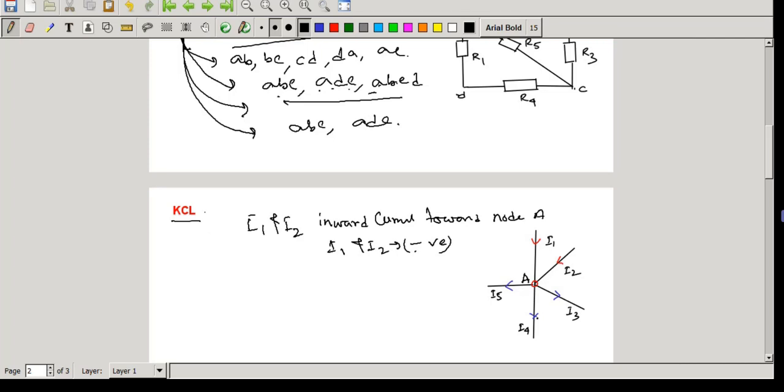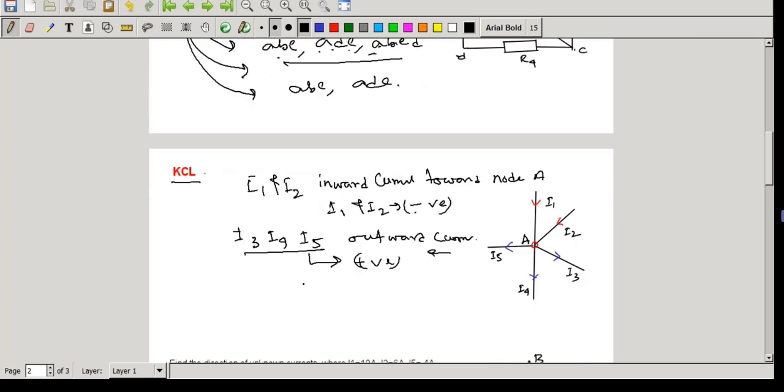Whereas I3, I4 and I5 are outward currents from this node, so we consider these three currents positive. Now as per the definition, if we solve this figure with KCL, we can write minus I1 minus I2 plus I3 plus I4 plus I5 equals 0.